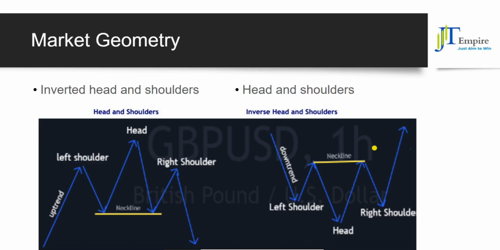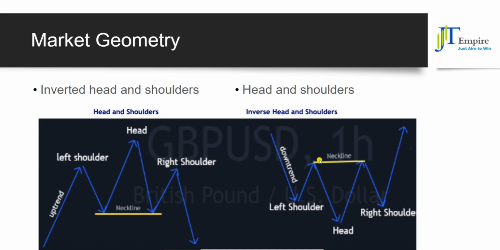Market geometry. There are a lot of these, right? So we're going to look at two: the inverted head and shoulders and the head and shoulders. For the head and shoulders, we have an uptrend. Both of these are reversal patterns, reversal market geometry. So we have an uptrend, then the market creates a left shoulder, then it comes down, then the market creates a head, then the market comes down again, creates a neckline, then we have the right shoulder of the market, then the market pushes down and switches to a downtrend. That's the head and shoulders for you guys.